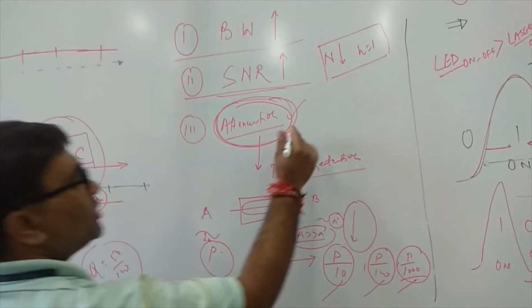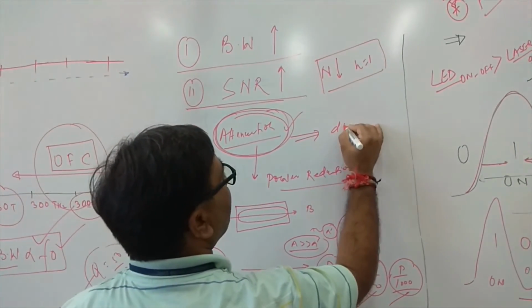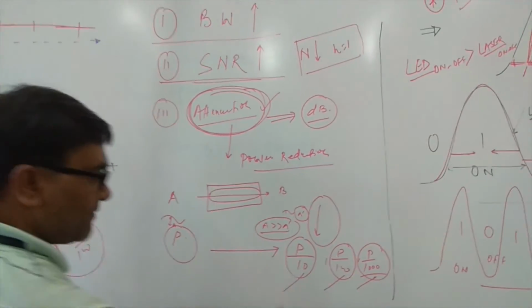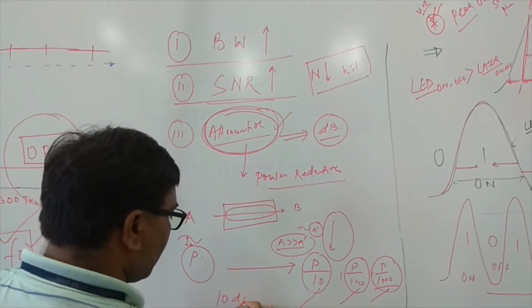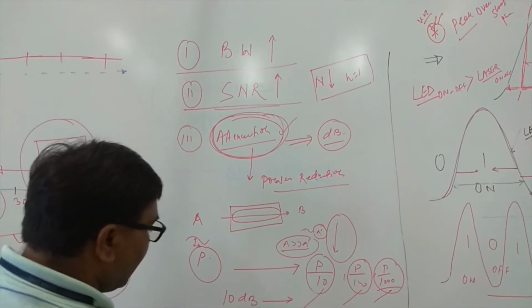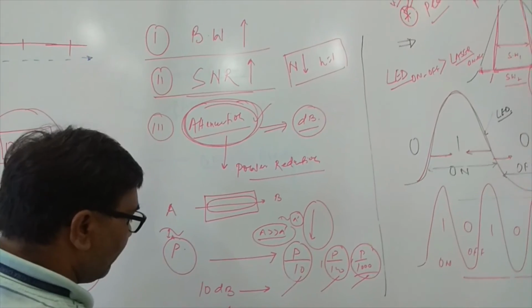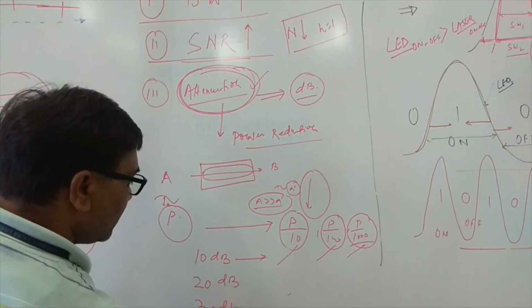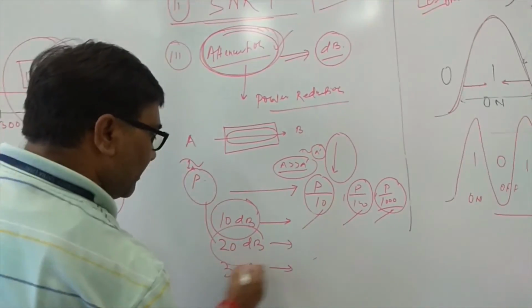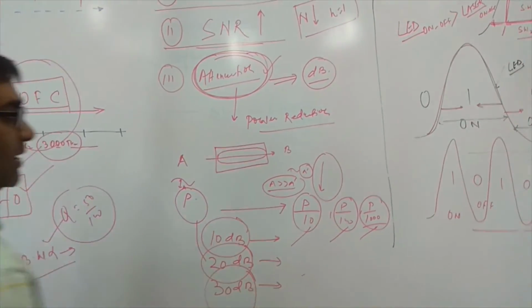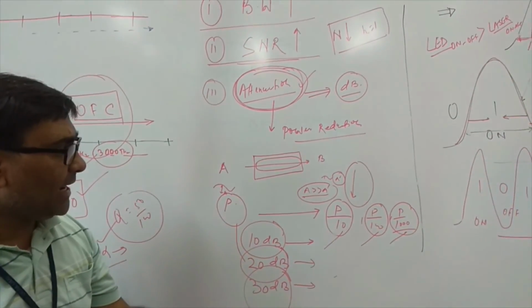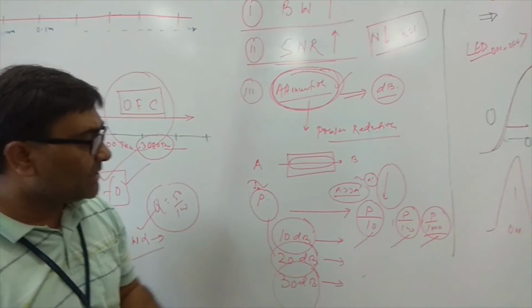Because attenuation is always in terms of dB, right? So this is the power factor loss. If 10, that is 10 dB loss, right? Attenuation is 10 dB loss. If 20 dB loss, if 30 dB loss, in the power factor. So loss in SNR is always represented in dB, right? So how can we measure this factor?